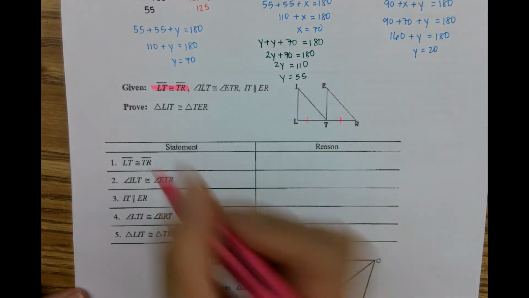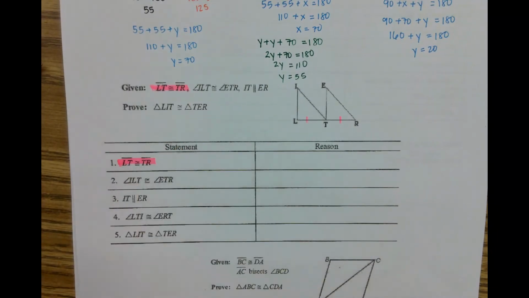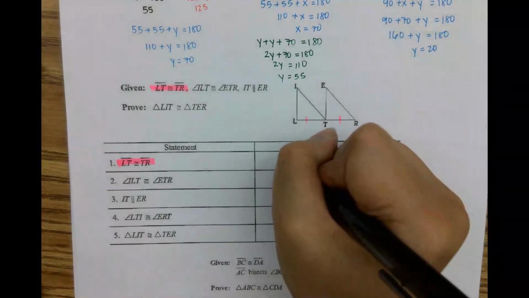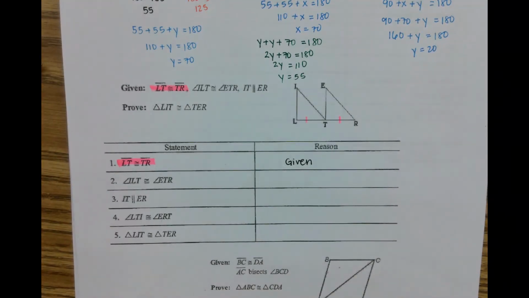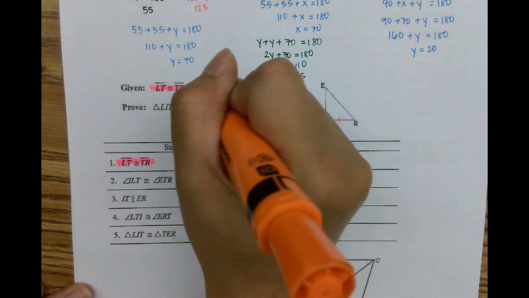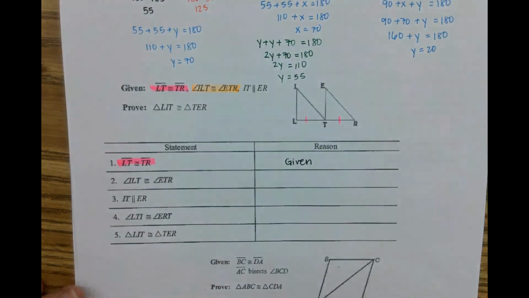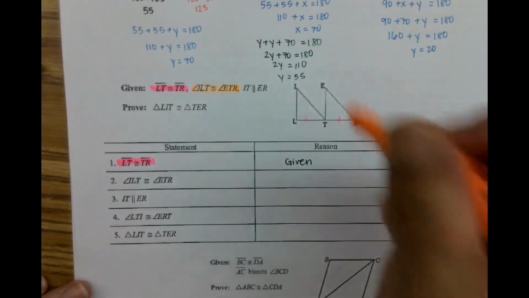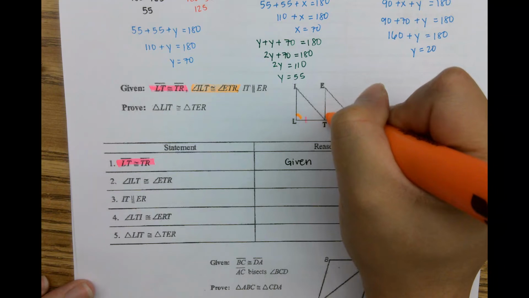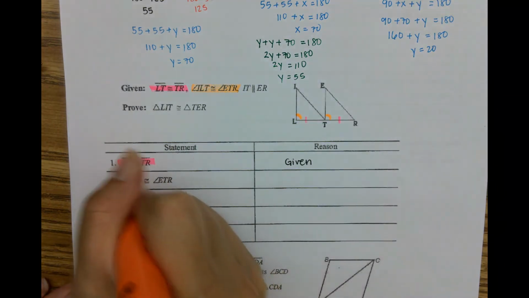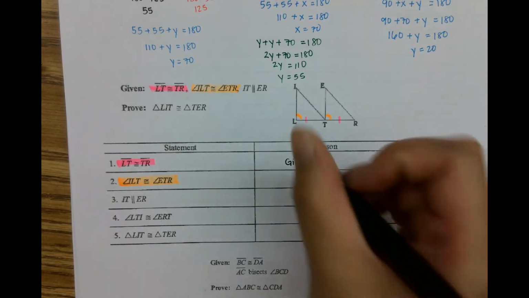Okay. I would write it down as my statement. And the reason I would know that is because that was given to me. Okay. The next thing I know is that angle ILT and angle ETR are congruent. So ILT is here, ETR is here, they are congruent. Okay. I know that because that was given to me.